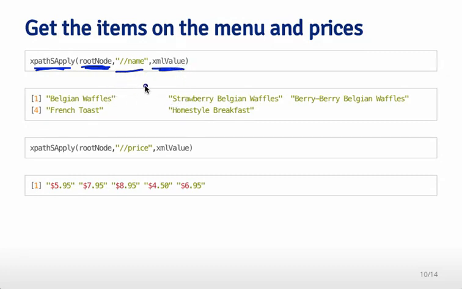So what it's going to do is take out basically all of the elements of that XML file that are tagged with name, and so you can see you end up with the names of all of the items on the menu.